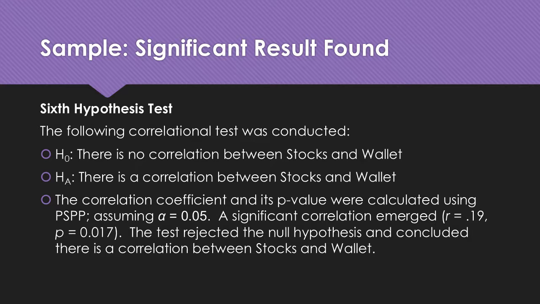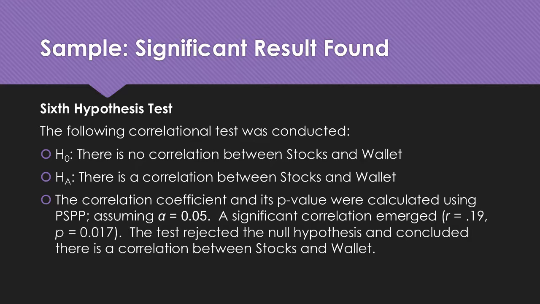The sixth hypothesis test, and the final hypothesis test we'll be reviewing, was to find a correlation between stocks and wallet. The null hypothesis states that there is no correlation between stocks and wallet. The alternate hypothesis states that there is a correlation between stocks and wallet. Our data states that R is 0.19, a weak positive correlation, and our p-value is 0.017.